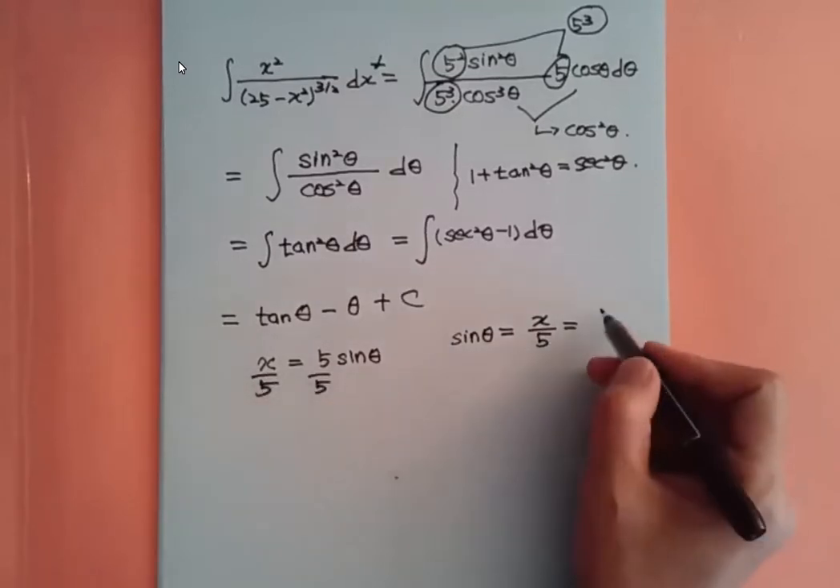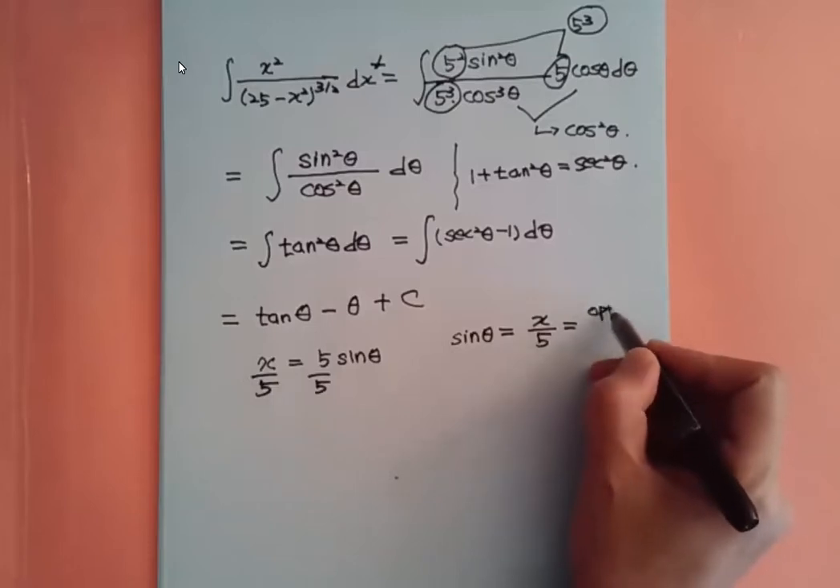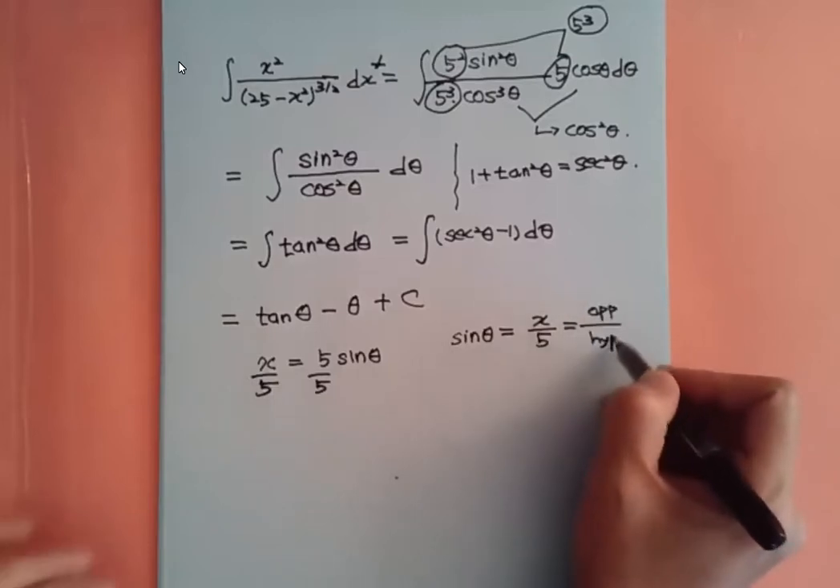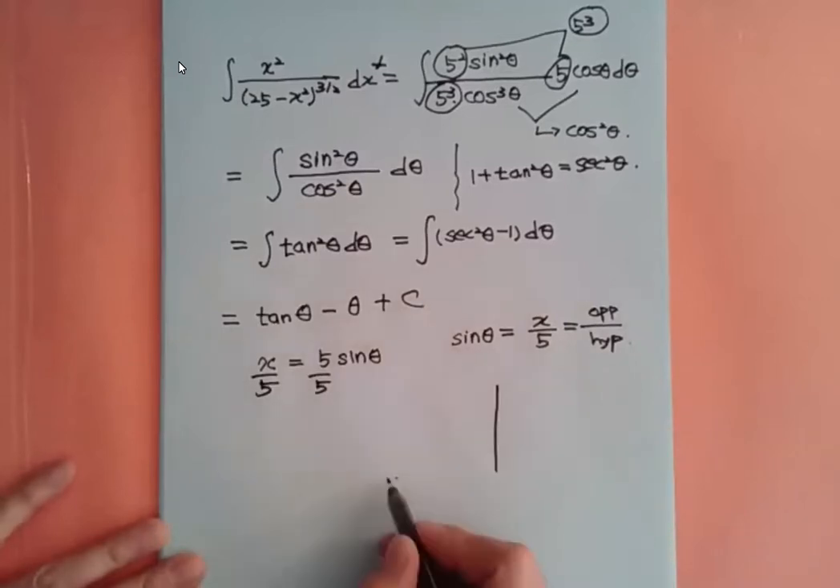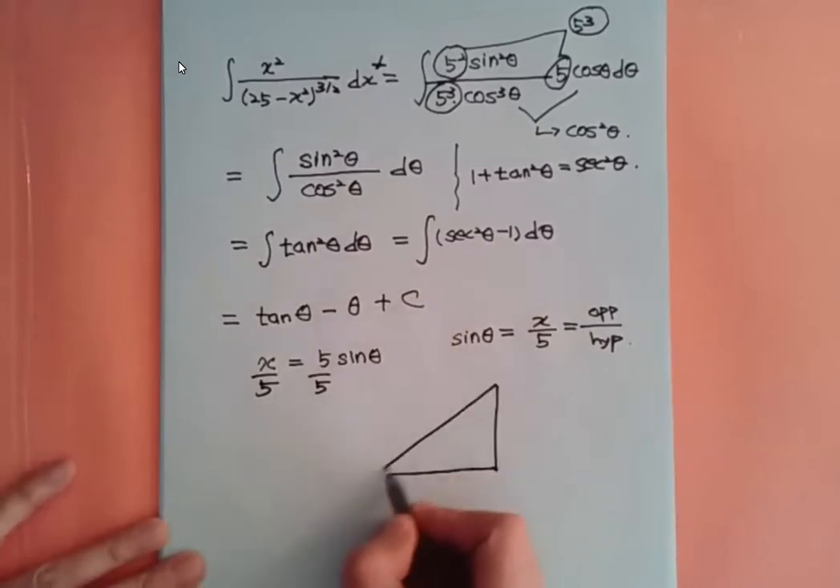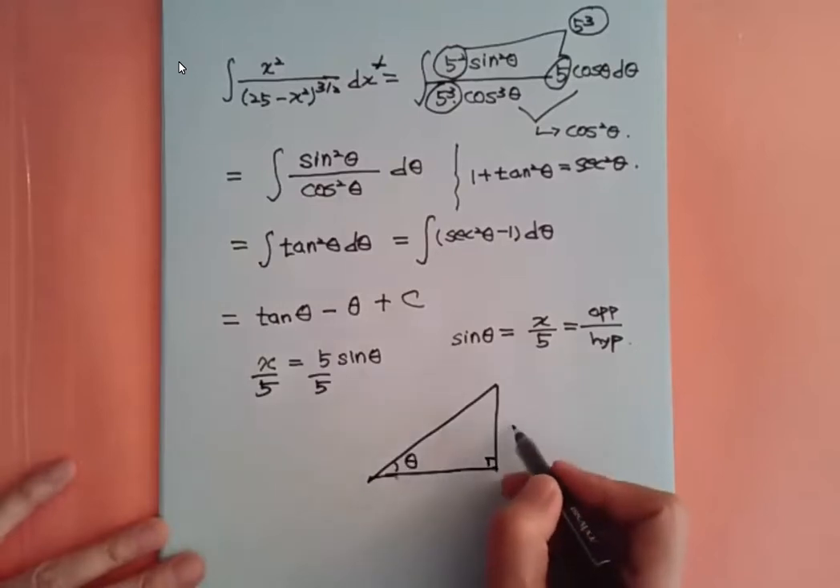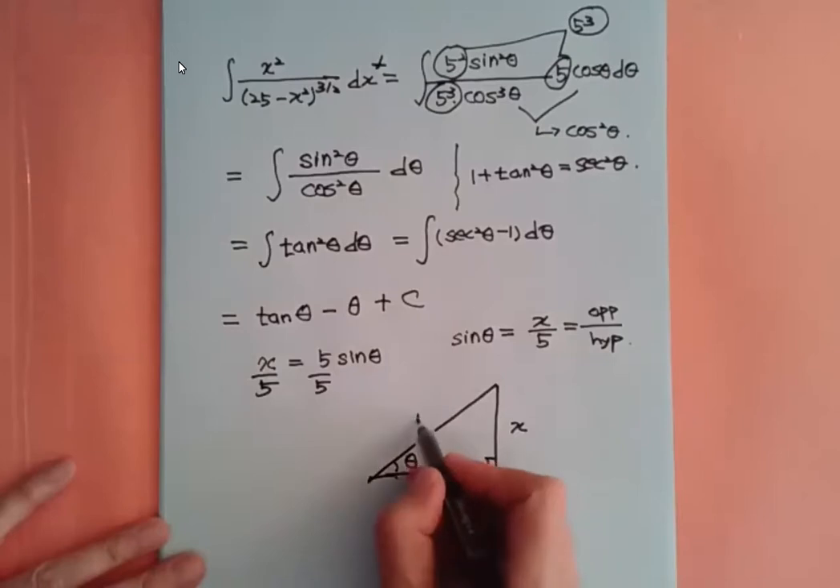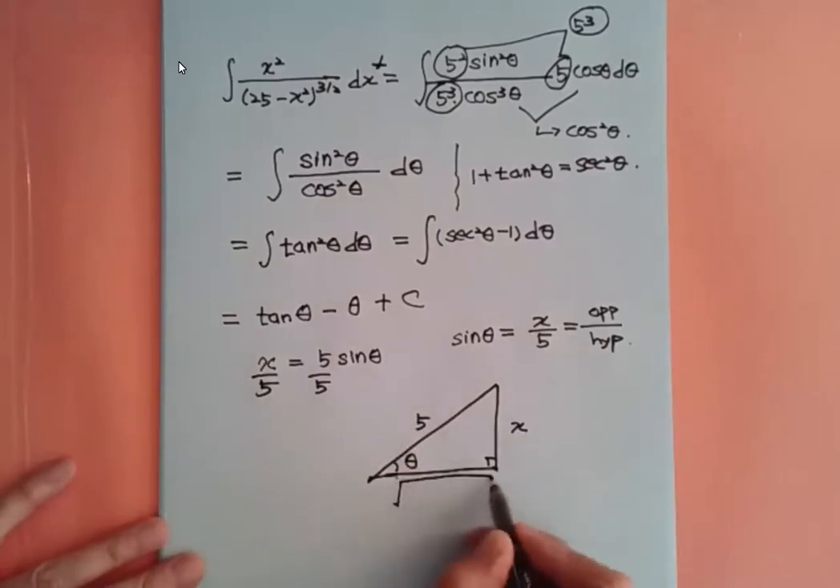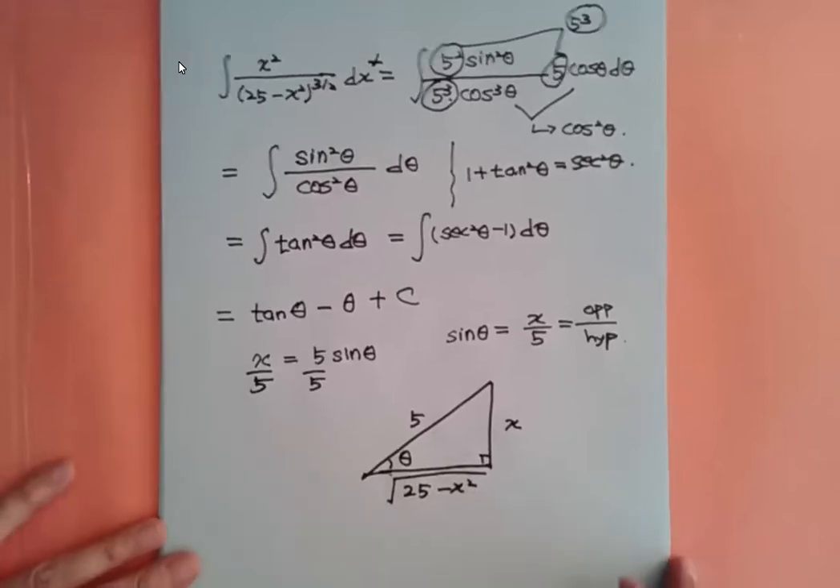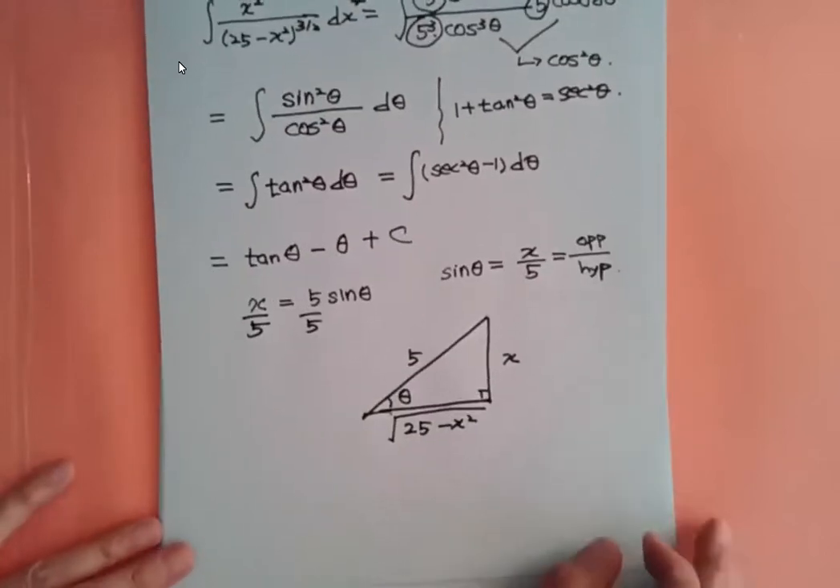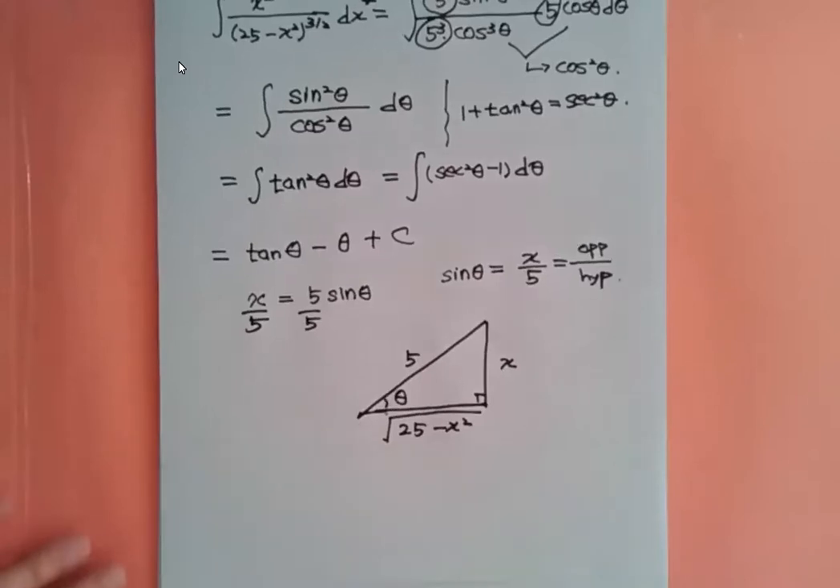And then that came from opposite over hypotenuse. So we visualize with the right triangle. This is theta. So opposite is x and hypotenuse is 5. And this side length is the square root of 25 minus x squared, by using the Pythagorean formula. Any confusion or do you have any question?